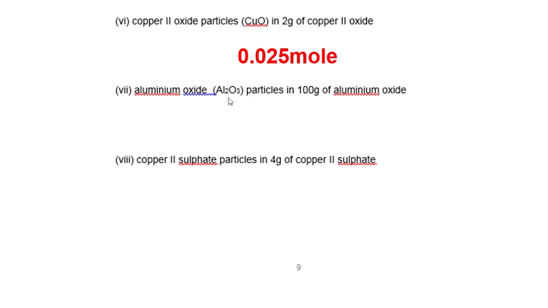Aluminium oxide, 100 over the relative formula mass of Al2O3, 0.98 moles. And copper(II) sulfate, that will total up to be 160 if I remember correctly, and then 4 over 160, 0.025 mole. Now, that finishes off the bit that we have there in terms of the working through.